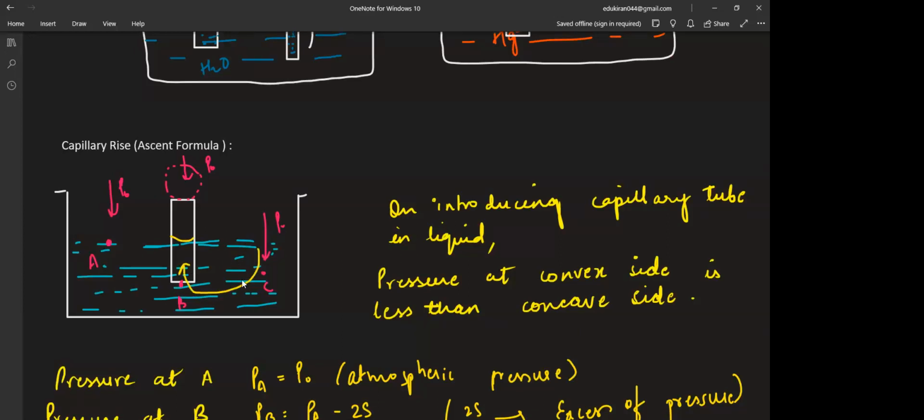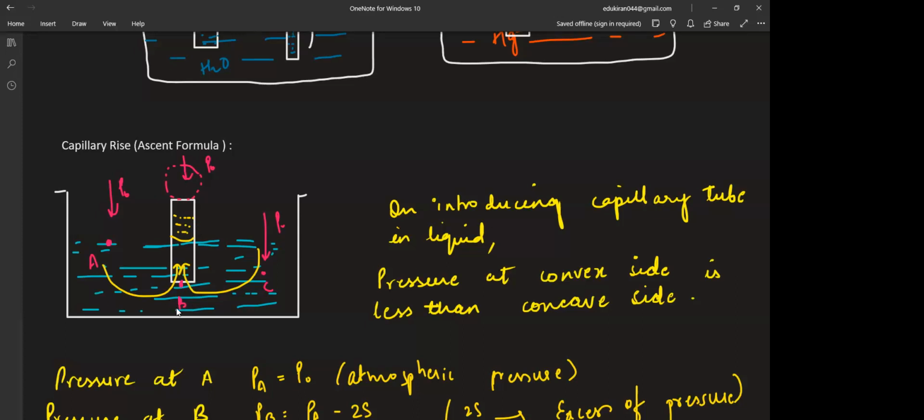This will be pushing it. Here also some pressures will be exerted and this will push it high. That's why the liquid column goes up. Now see, till when will it stop? How much liquid can flow in this? We have to know when this will stop.